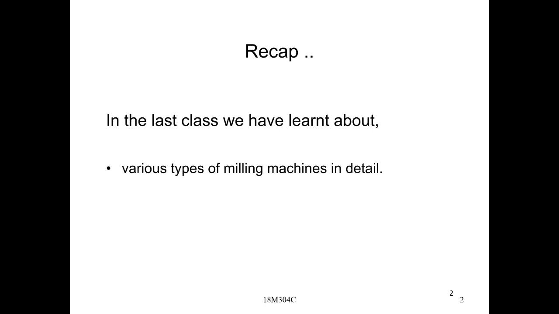First one is the column and knee type of milling machine. Second one is the fixed bed type. Third one is the planar type. Fourth one is the special type of milling machines. Again, detailed classification of column and knee type milling machines: first one is the hand milling machine, second one is the horizontal milling machine, next one is the plain type of milling machine, universal, omni-universal, and the last one is the vertical type of milling machine. These are the five types of milling machines.